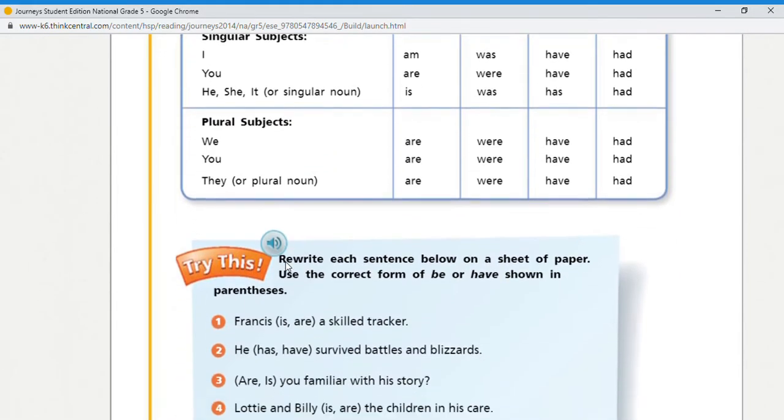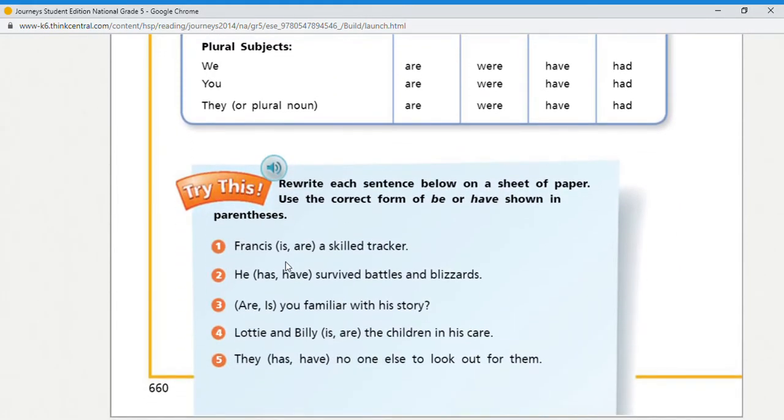And let's go down, guys, on the same page 660, and let's do this exercise. So the first sentence is they need here to use the correct form of verb to be or verb to have, which are shown in the parentheses. So the first one is Francis. Francis is or are a skilled tracker.